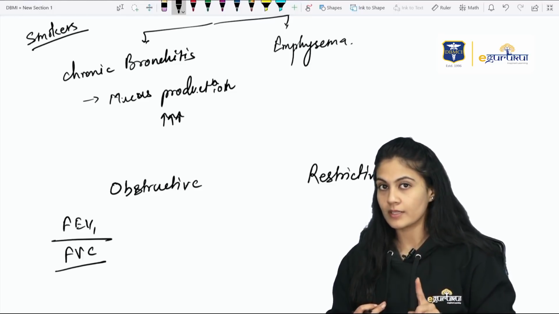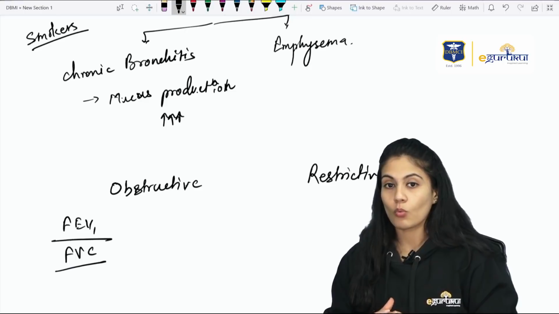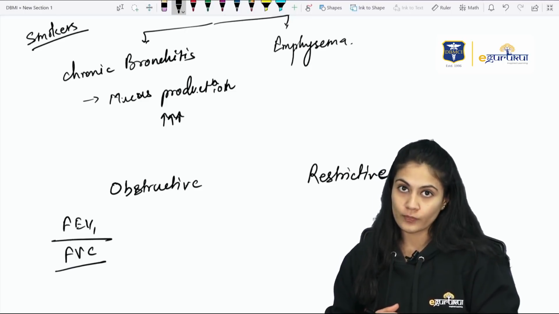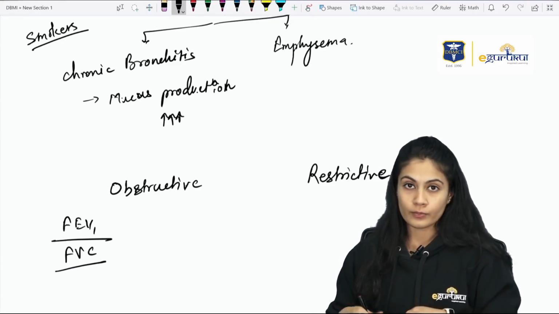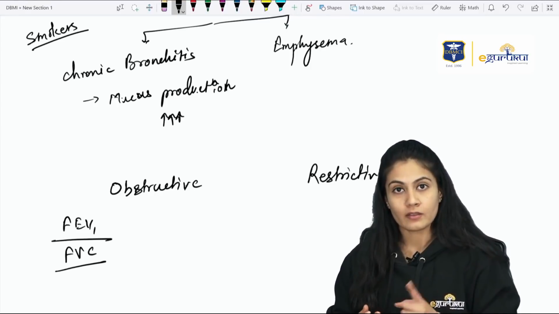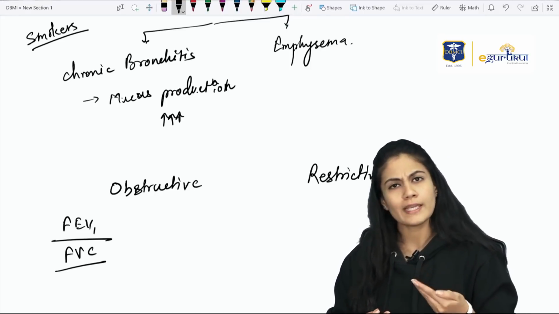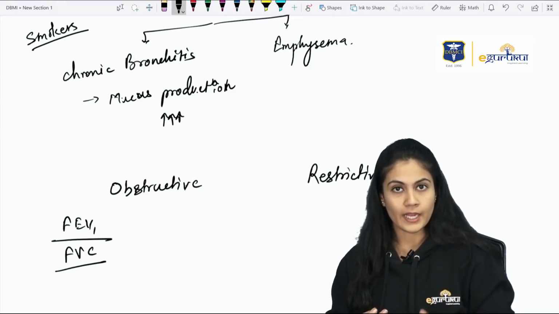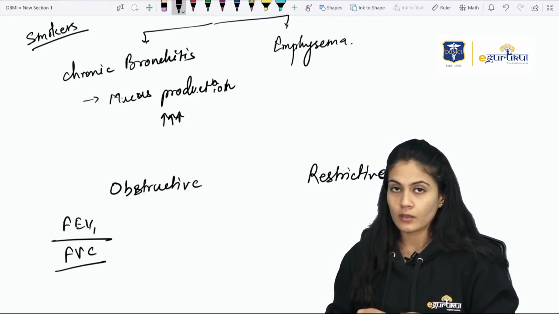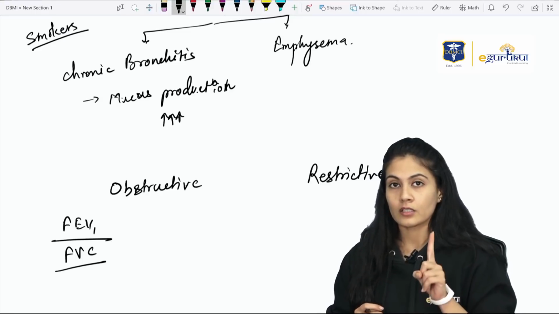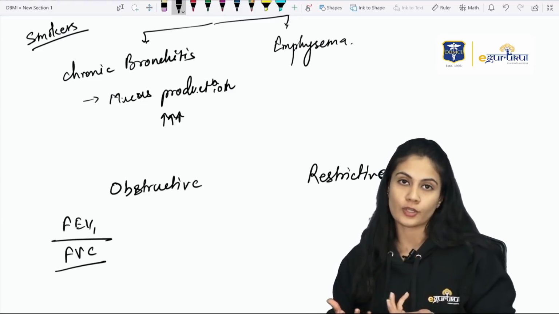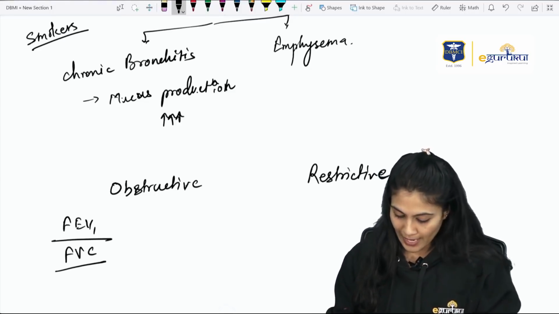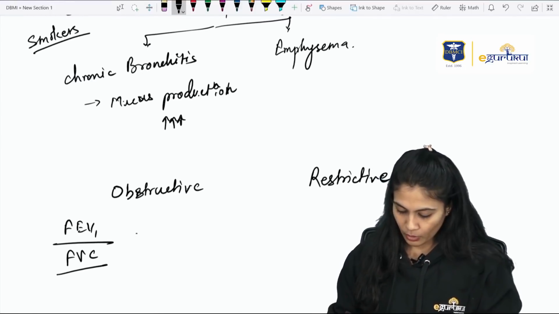Remember, over here there is an obstruction. So what is going to happen if there is an obstruction? The subject will not be able to expire much air in 1 second. Slowly he can expire the air available inside his lung, but in 1 second he cannot expire as a normal person would. Why? Because there is an obstruction, usually in the airways. So what will happen to the FEV1 value? It is going to decrease.